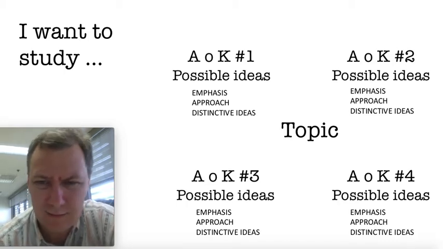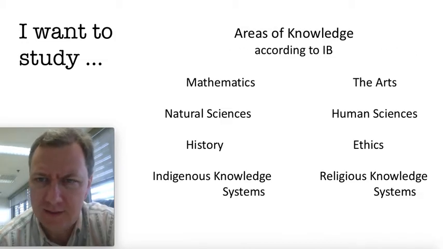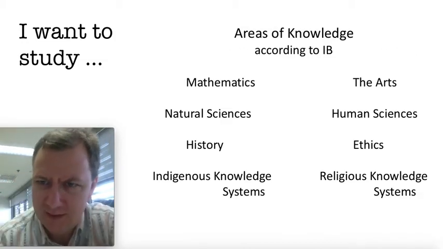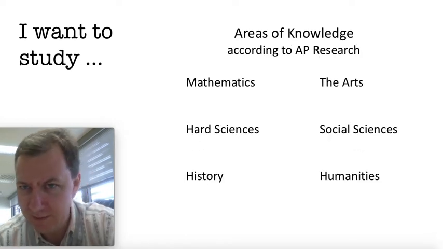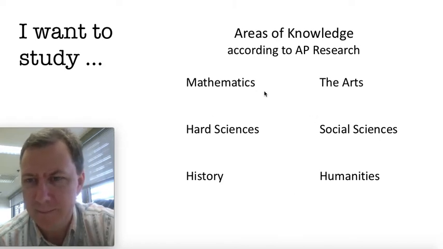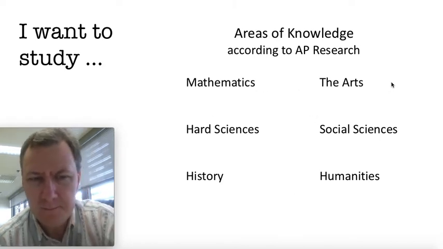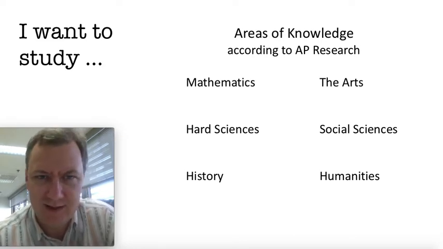but also just give you a good general idea of what the different areas of knowledge are and the different approaches they take. According to the IB, they have 8 different areas of knowledge. In a document I read from AP Research, they have 6 different areas. It doesn't really matter. The same ideas apply, and we're going to have a look at that now.